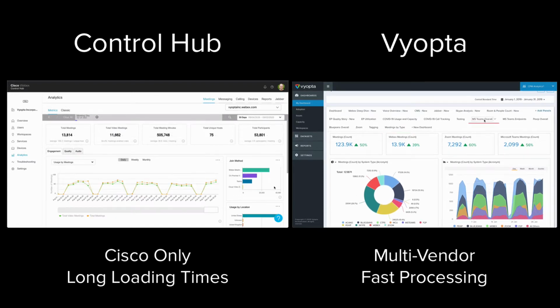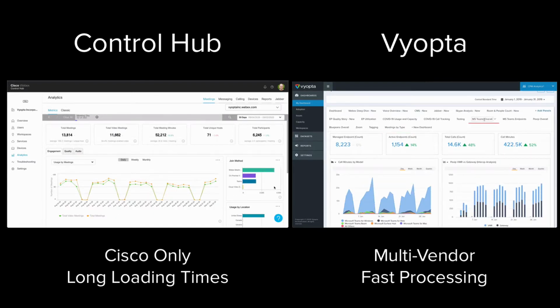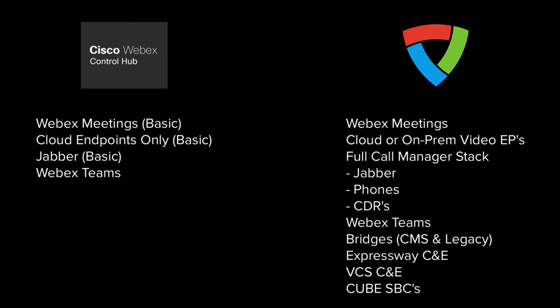Another factor is that Control Hub might not even cover most of your Cisco environment. Perhaps you have a mix of cloud and on-prem infrastructure, like Call Manager and Control Hub registered endpoints, or maybe you have on-premise bridging resources or session border controllers like Cube. Today, Control Hub Analytics only covers a small subset of the entire Cisco collaboration stack. So if you're purely Cisco, you still might not be fully covered with Control Hub.